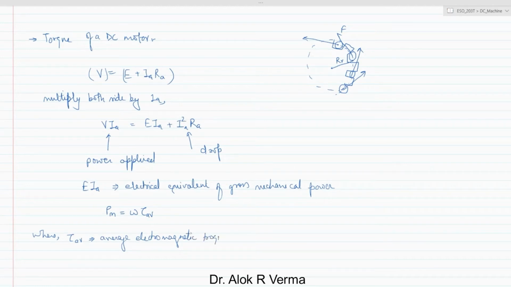Electromagnetic torque, and omega is the angular speed of rotation. So omega is the angular speed of rotation and Pm is the mechanical power.